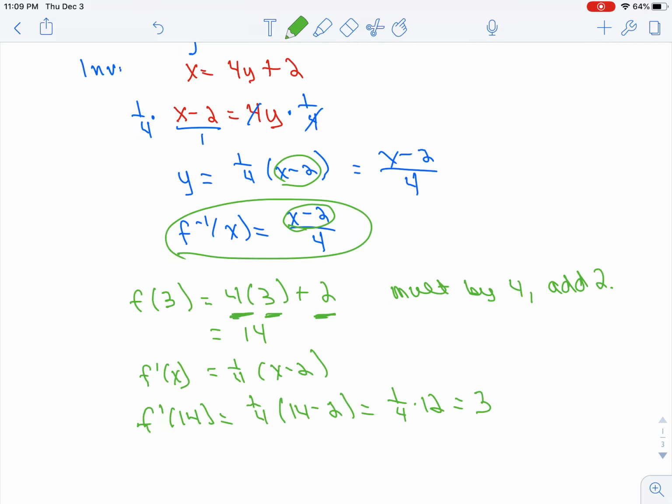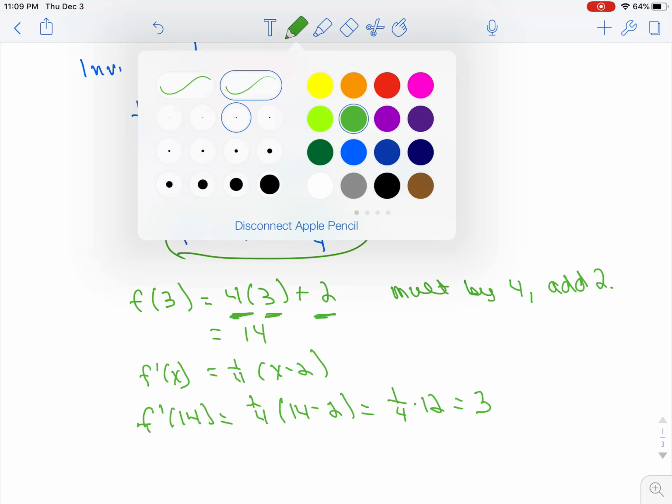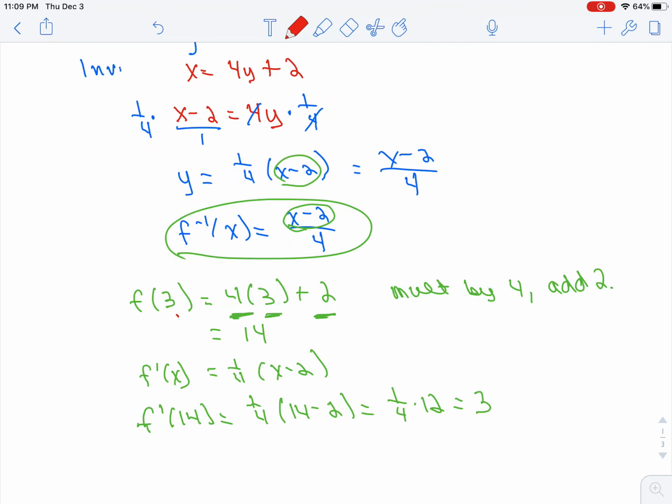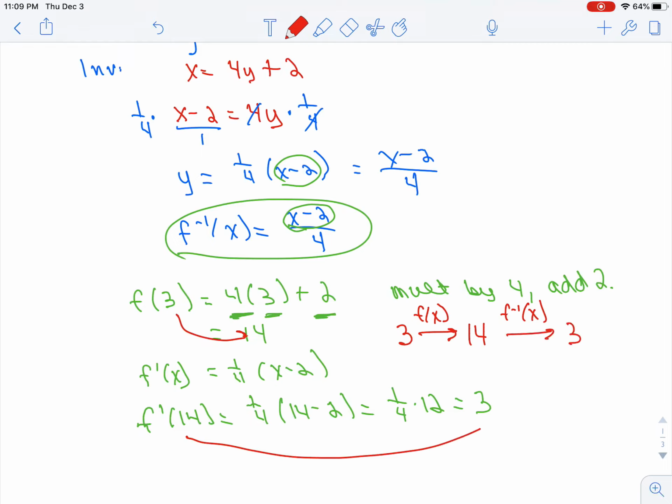So notice that the function itself takes the number 3 and maps it onto 14, right? If we think about it like this, it takes 3, maps it onto 14. That's what the f of x does. And then the f inverse of x takes the 14 and maps it back onto 3. And again, how does it do that? It does it by doing just the opposite.